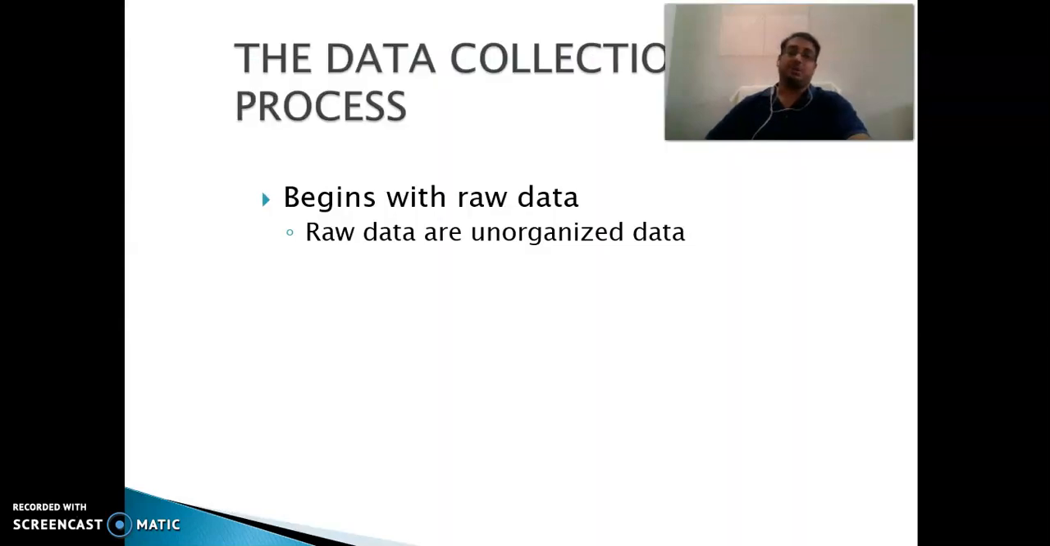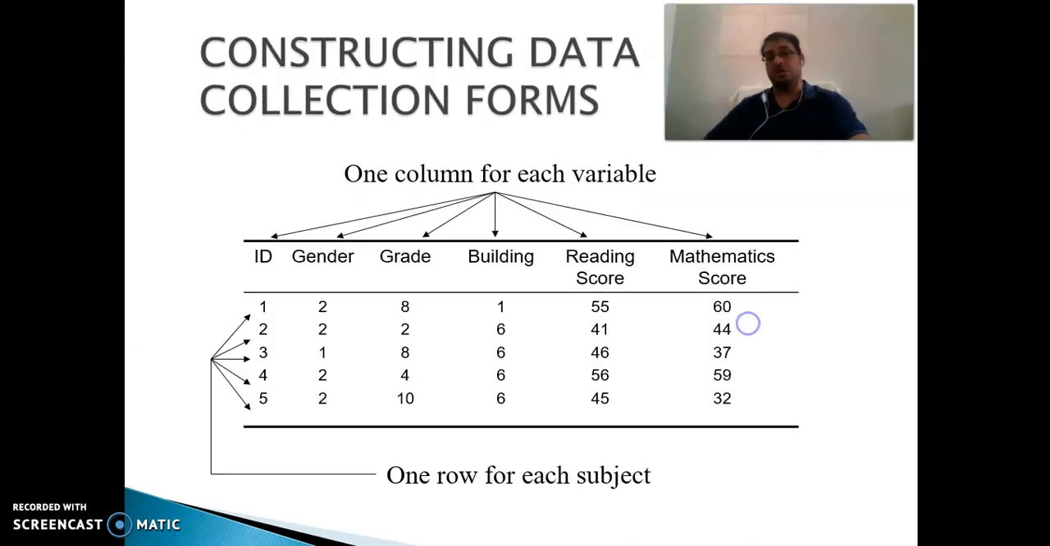Then data collection process. In the data collection process, you need to begin with your raw data because you already collected data. So this data is considered as raw data. This data is not organized, so you need to reorganize. Maybe there are some missing values, so you need to exclude them. Maybe there are some mistakes, so you need to figure out those mistakes. Then reorganize your data. So this is called data collection process.